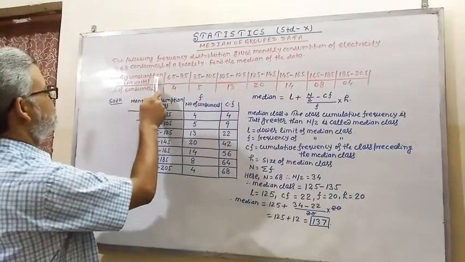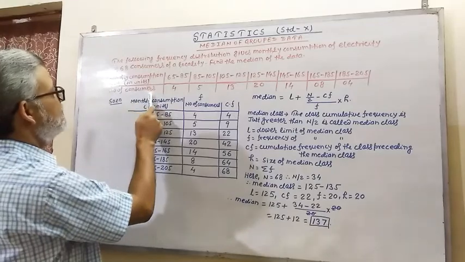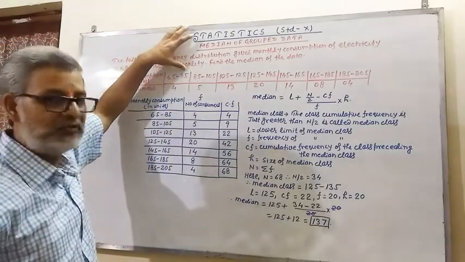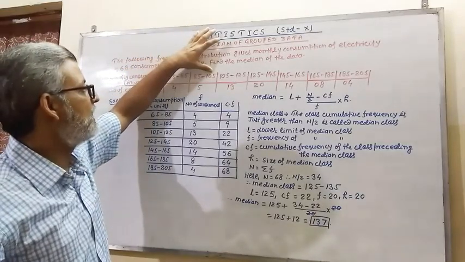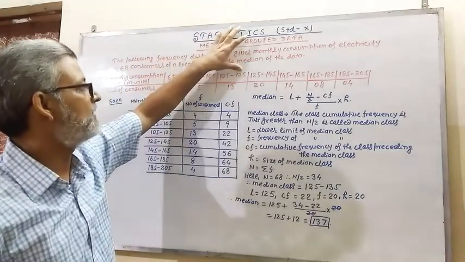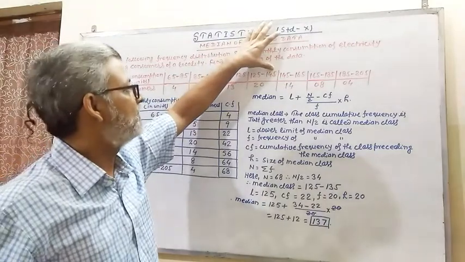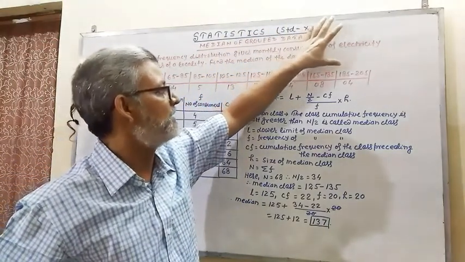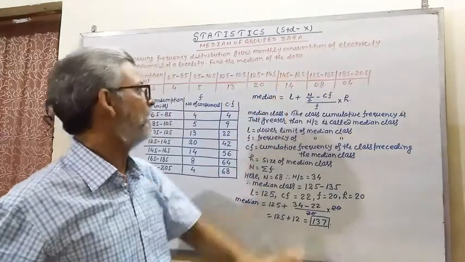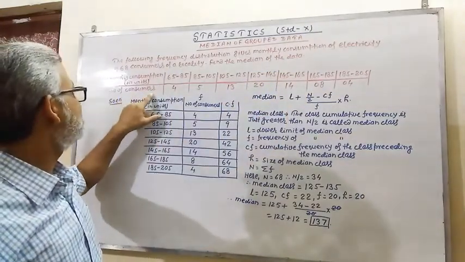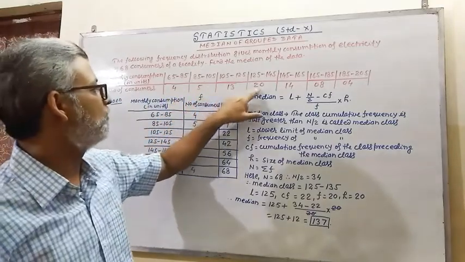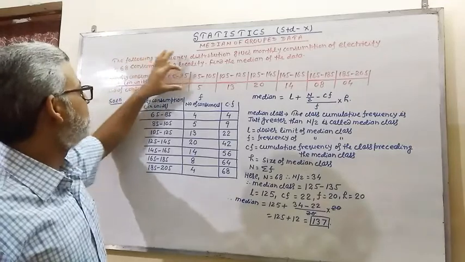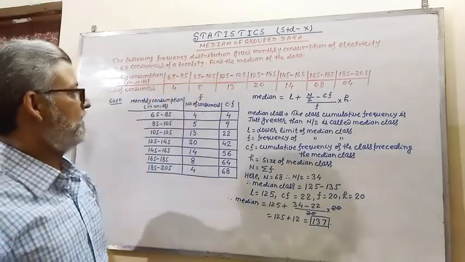Now, monthly consumption in units and number of consumers. Monthly consumptions are given: 65 to 85 units, 85 to 105, 105 to 125, 125 to 145, 145 to 165, 165 to 185, 185 to 205. And the number of consumers are given: 4, 5, 13, 20, 14, 8 and 4. The median of this data is to be found.